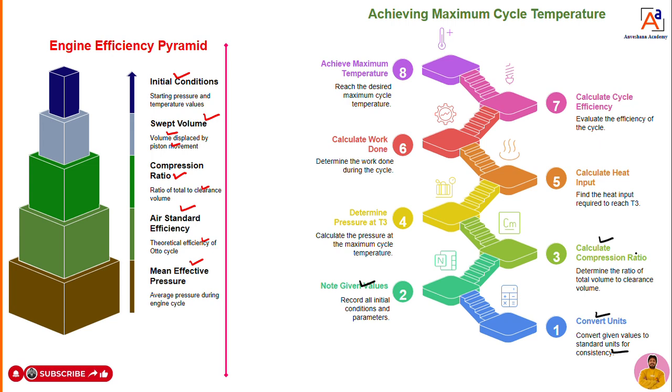That is nothing but total swept volume divided by 4, you will get the swept volume for an individual cylinder. With the help of that swept volume and clearance volume, you can calculate the compression ratio. Then, dear students, you have to determine the temperature at T3.